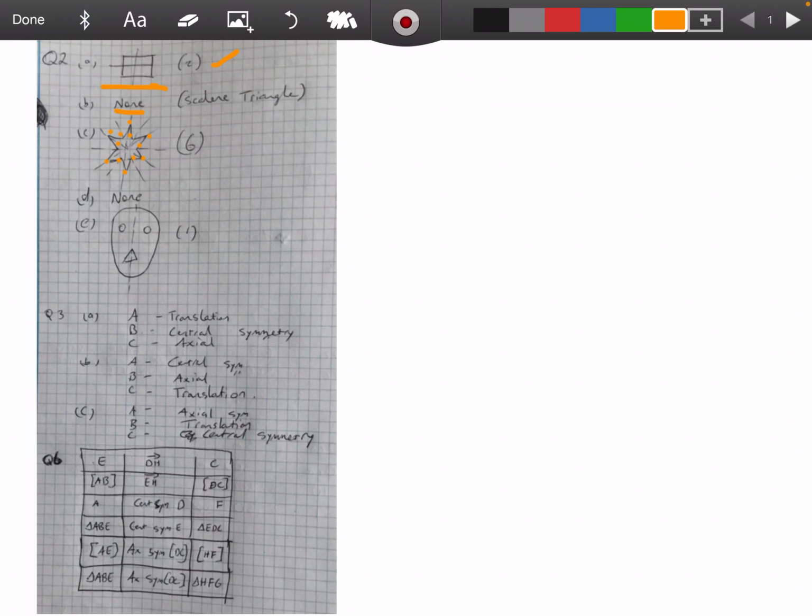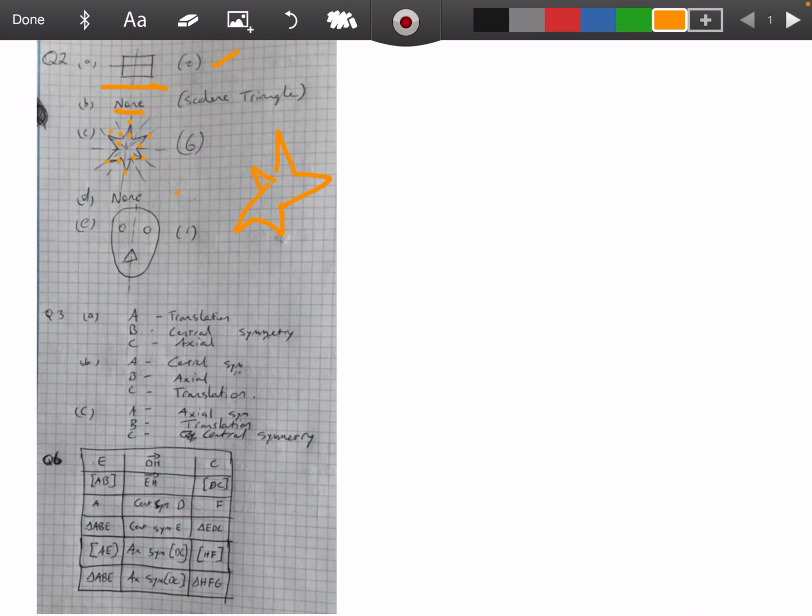Part D had none as well. What shape was it? I can't remember. Anyway, it had no axis of symmetry. It looked like a star, but it was an unusual shaped star. I had maybe one side that looked similar, and then I had this, and something like that. So it wasn't symmetrical in any way.